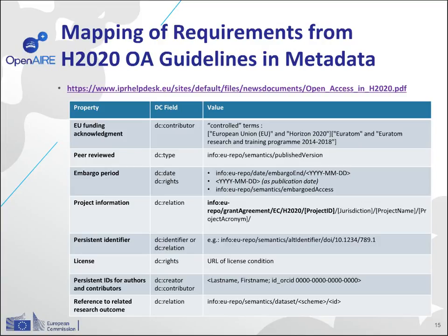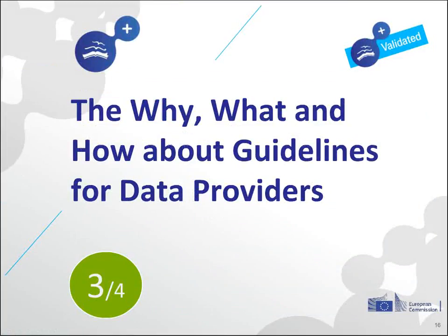What is more, a recommendation from OpenAIRE is to ask to provide a persistent identifier about the authors and contributors, for instance, as the ORCID, or to provide references to related research outcome in the metadata. So as you see, there's some guidance necessary on how to provide this information in a structured way in the metadata, and therefore we defined and disseminate these guidelines for data providers.